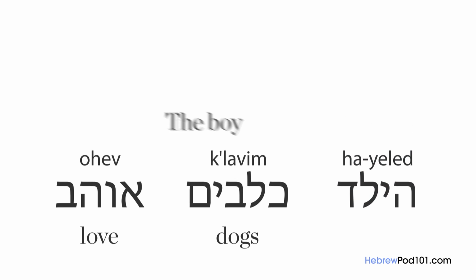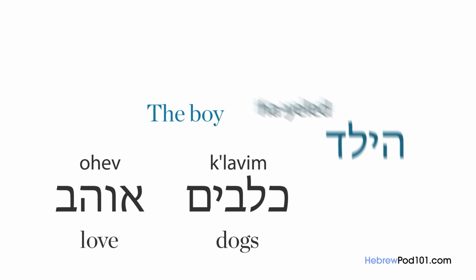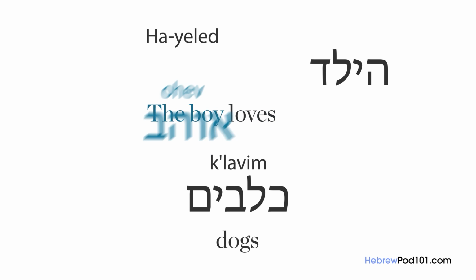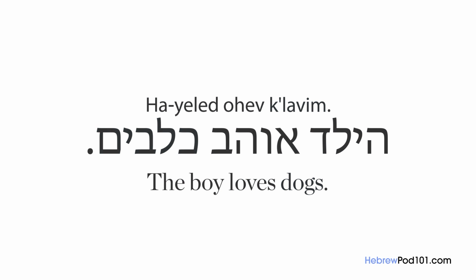First, you need the subject, the boy. In the present tense in Hebrew, the verb is determined by the number and gender of the subject. Here, we have one boy. הילד. Then you need to add the verb, the boy loves. This verb will be conjugated in masculine singular for the boy. That's אוהב. הילד אוהב. Finally, you add the object. Altogether, the boy loves dogs. הילד אוהב כלבים.